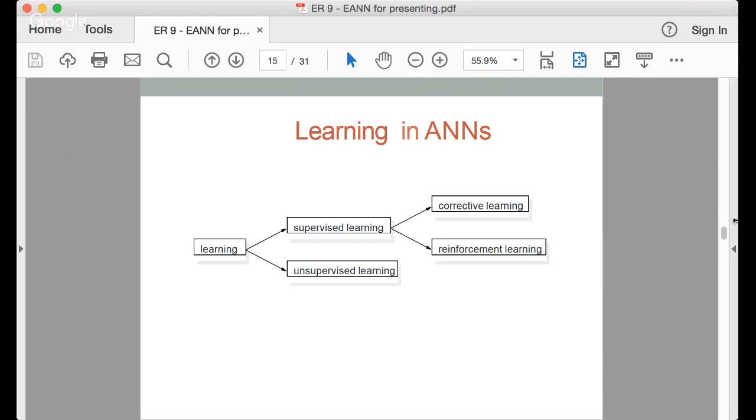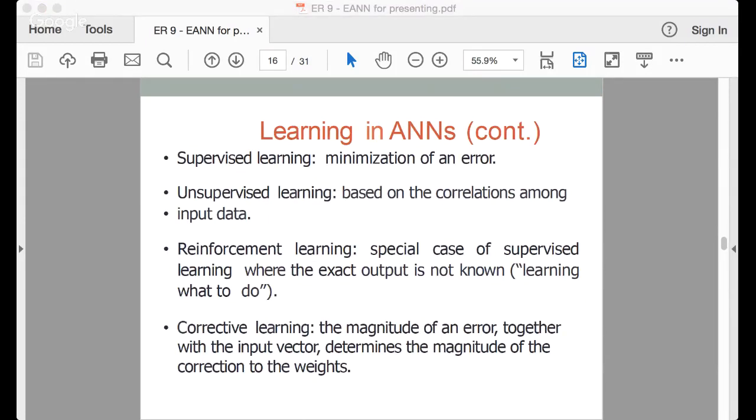So learning in artificial neural networks can be divided into supervised learning and unsupervised learning. The supervised could be corrective learning or reinforcement learning. The supervised learning is based on minimization of an error. Unsupervised learning is based on the correlations among input data. Reinforcement learning is a special case of supervised learning where the exact output is not known. So here, the EANN is learning what to do. In corrective learning, the magnitude of an error together with the input vector determines the magnitude of the correction to the weights.